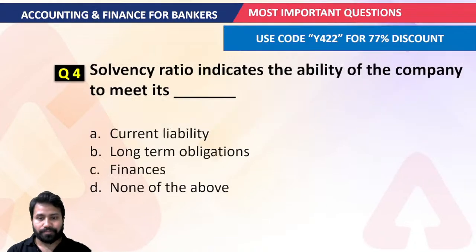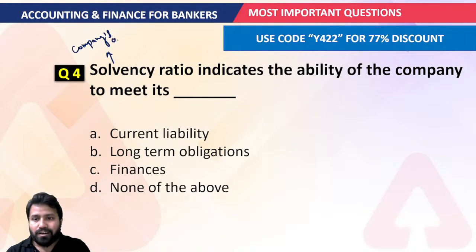Okay, next question: Solvency ratio indicates the ability of the company to meet its what? The current liabilities, long term obligations, finances, or none of the above. What should be the correct answer here? When I talk about the solvency ratio, you can understand it actually represents the company's ability. Always understand the term solvency is nothing but the company's ability. Now understand, it is all about the company's ability to meet its long term obligations.